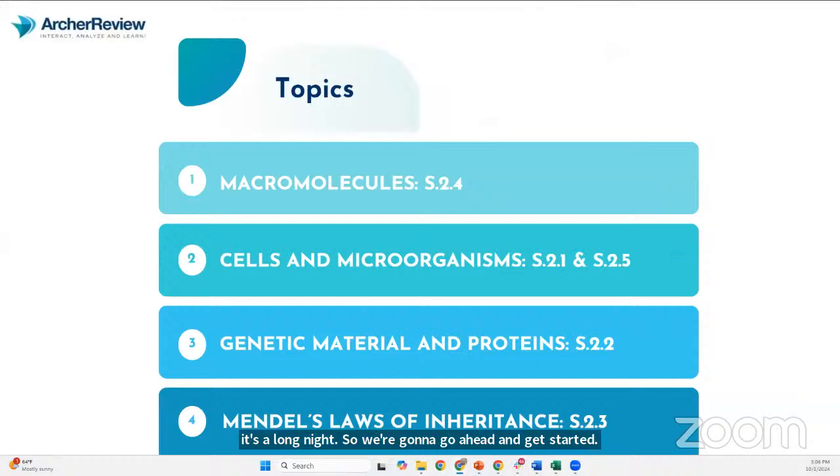So the topics that we are going to cover tonight encompasses all of the TEAS S2. I went in the order, for the most part, from small to large. So that means we will start with macromolecules. Then we will take a look at cells and microorganisms. Then we will move into genetic material and proteins. And then finally, we will wrap up with Mendel's laws of inheritance.